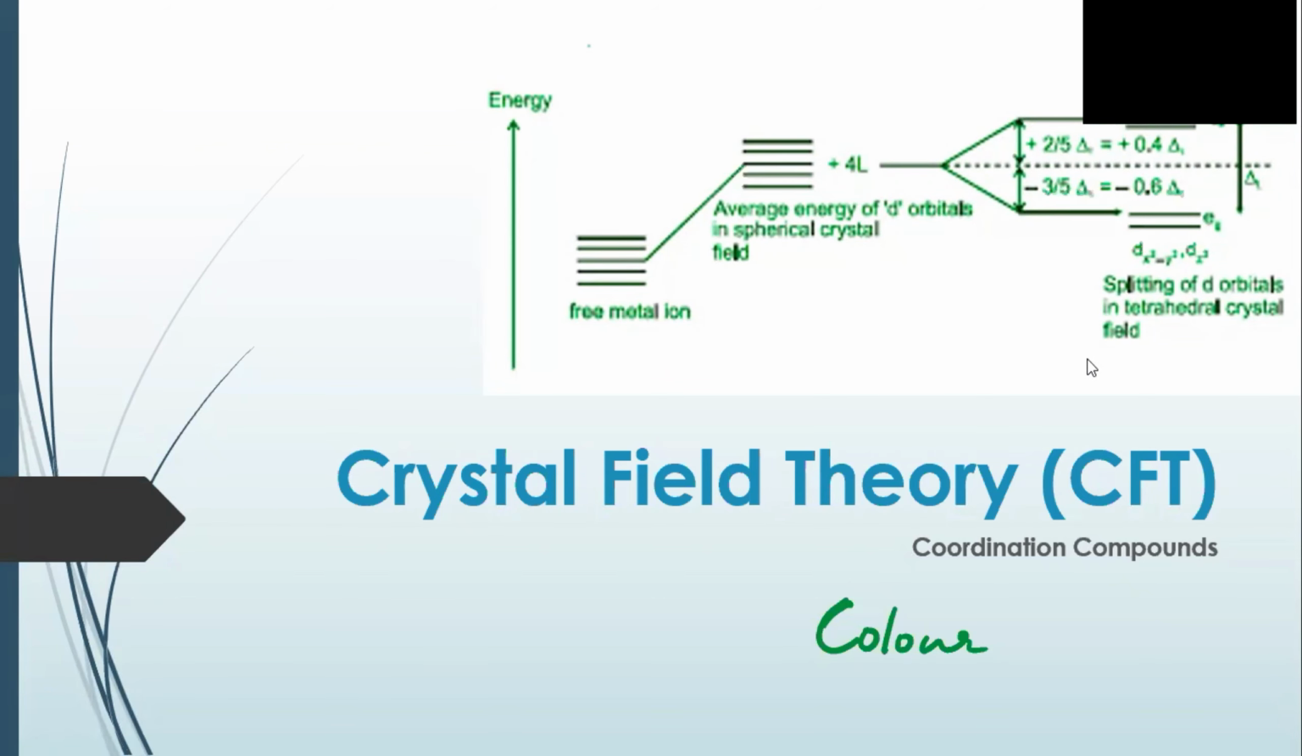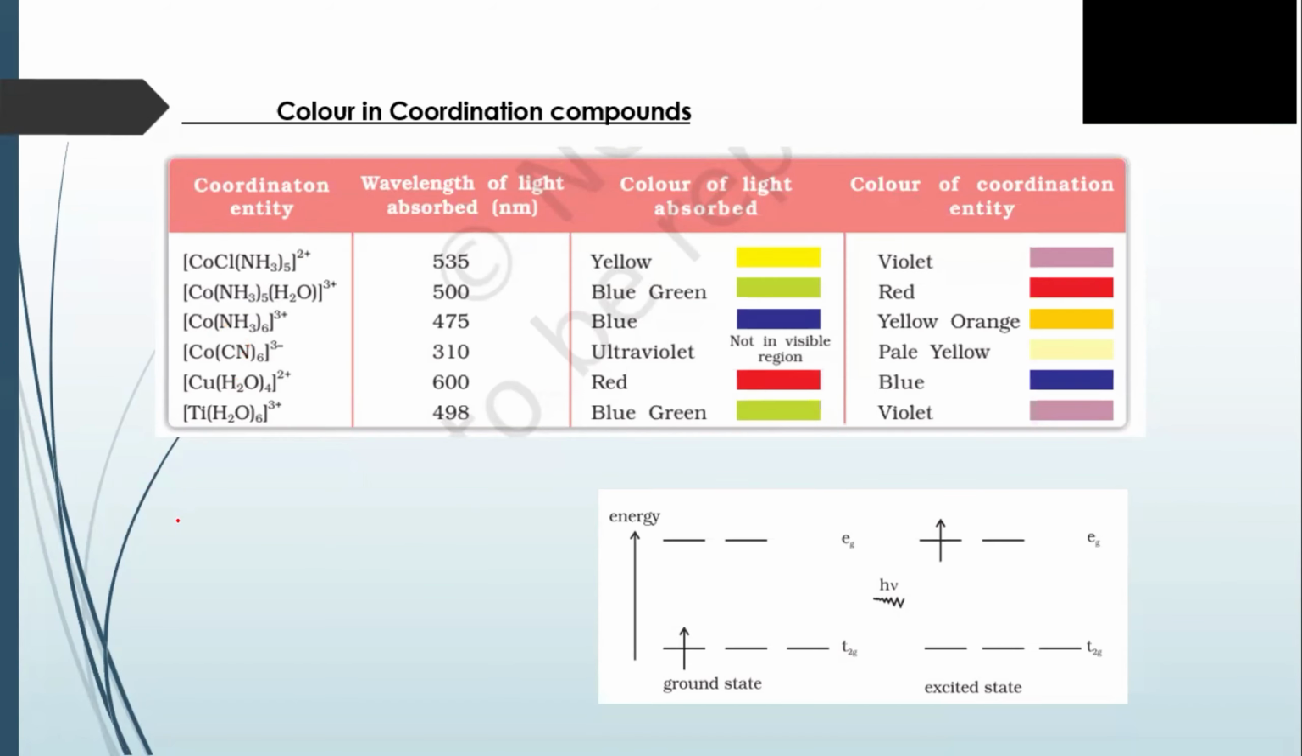Everyone, today we are going to see how crystal field theory explains the color of coordination compounds. Any substance appears colored because that substance absorbs the visible region of the electromagnetic spectrum, that is, from the sunlight. The visible region has a wavelength of approximately 400 to 700 nanometers.